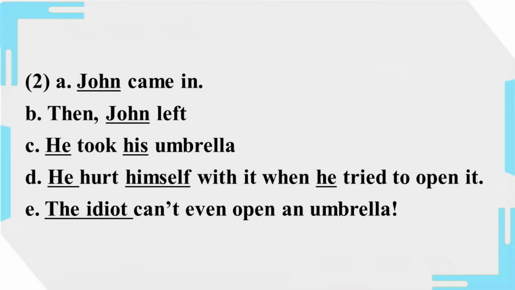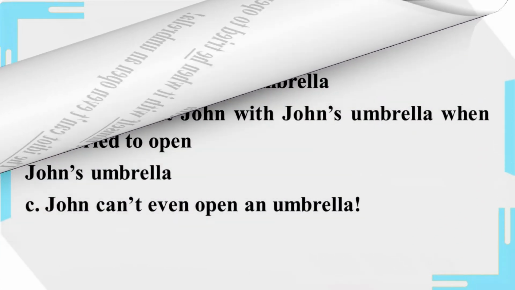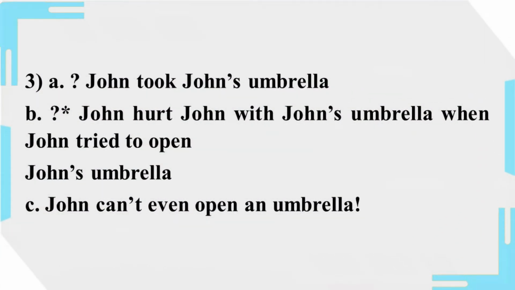Thus, we can paraphrase the last three sentences in the following very awkward way. John took John's umbrella. John hurt John with John's umbrella when John tried to open John's umbrella. And John can't even open an umbrella. Because of this, reflexives or reciprocals and pronouns are called pronominal expressions, which stand for nominal expressions.